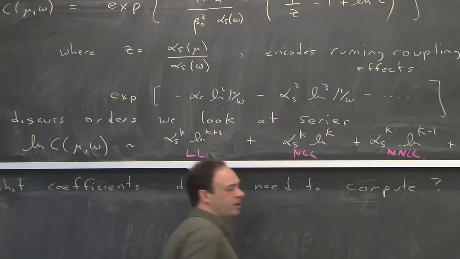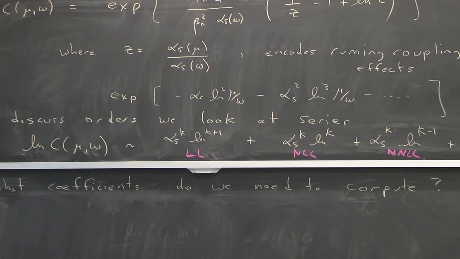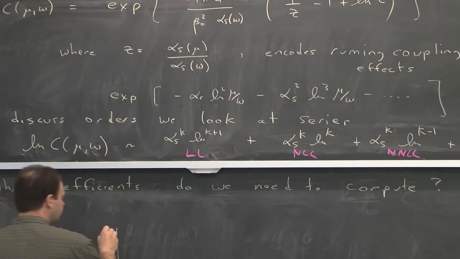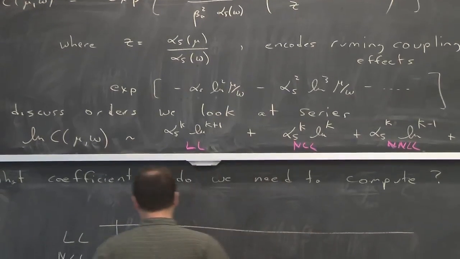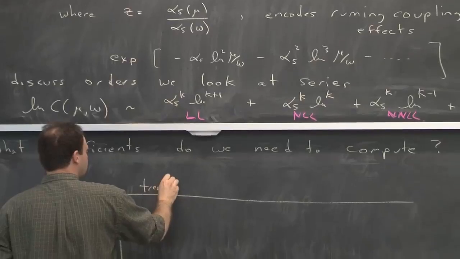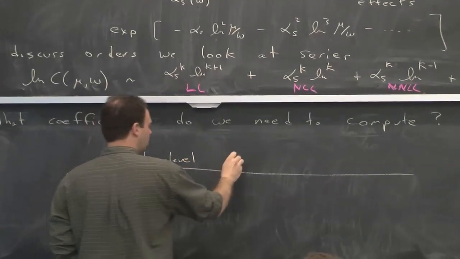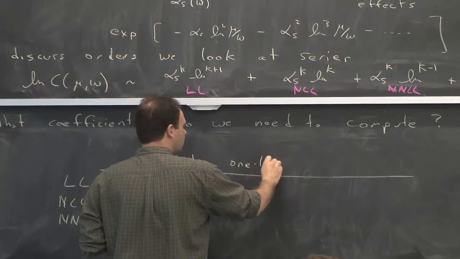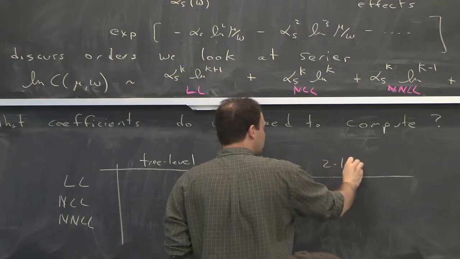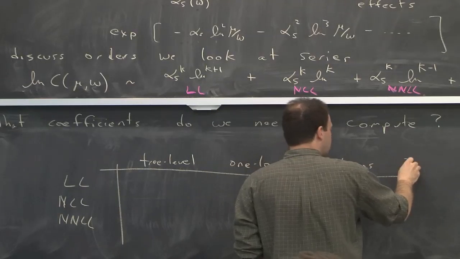Remember the story when we were summing single log series: we would do tree level matching, one loop anomalous dimension, then we do one loop matching, two loop anomalous dimension. What's the analog of that story here? So let's make a little table. What information do we need at tree level? What information do we need at one loop? 2 loops, 3 loops.